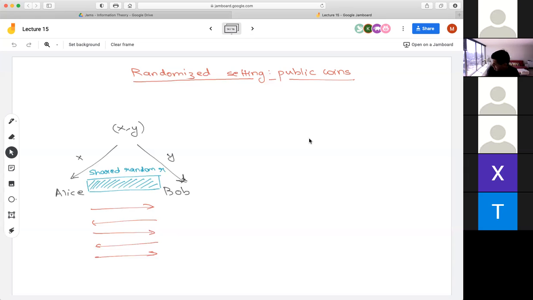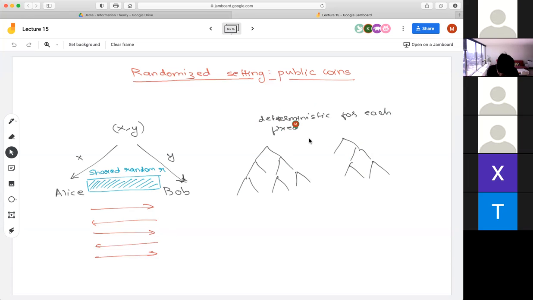But now there is a nicer way to think about these trees. You can say that for every fixed value of R, there is a single tree. And this couldn't be done before, because in these trees, at some places R sub A appeared, and some places R sub B appears, but now that's not the case. So we get a kind of deterministic protocol for each fixed R.